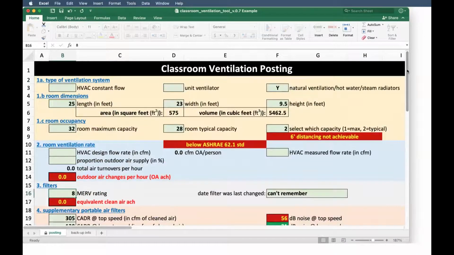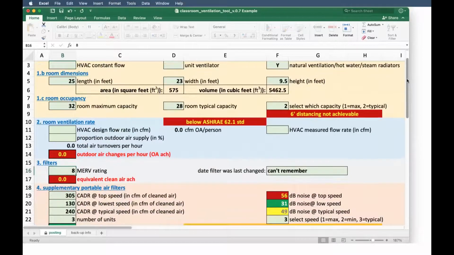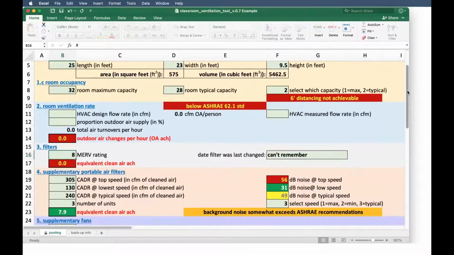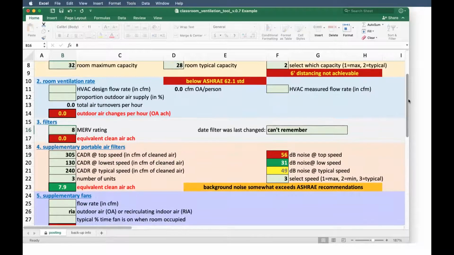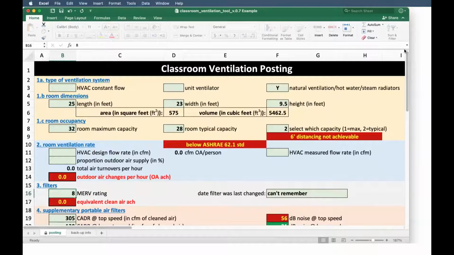This is a work in progress, and in our group too, I tried to do something similar with natural ventilation and it didn't work, but I did figure out a workaround in the meantime until I fix this problem. If you go to the top left, HVAC constant flow, and you put yes there, and then take out the one from there.